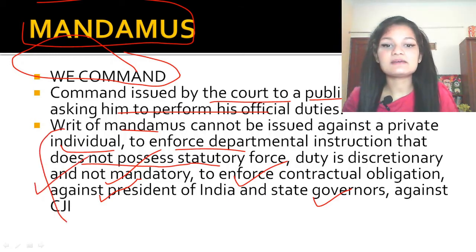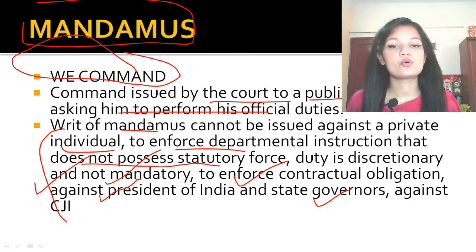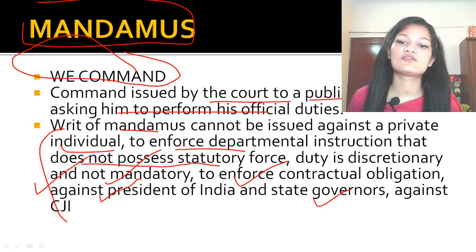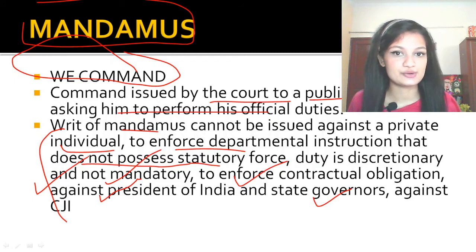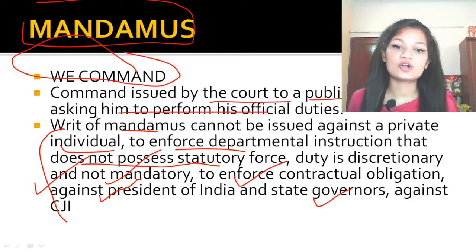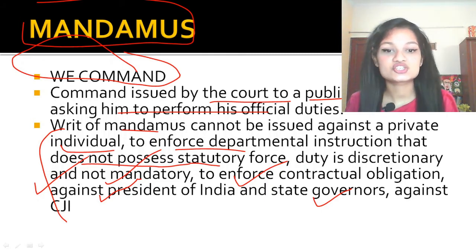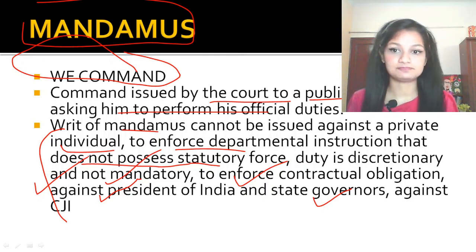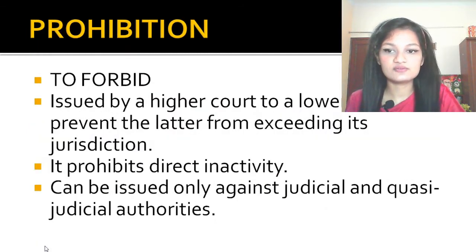So basically the writ of mandamus can be imposed by the court on a public official asking him to perform his official duties. If a public official is not performing the duties that he is entitled to and that he has to, then the court can command him to perform them. So mandamus means to command. That is how you will remember it.